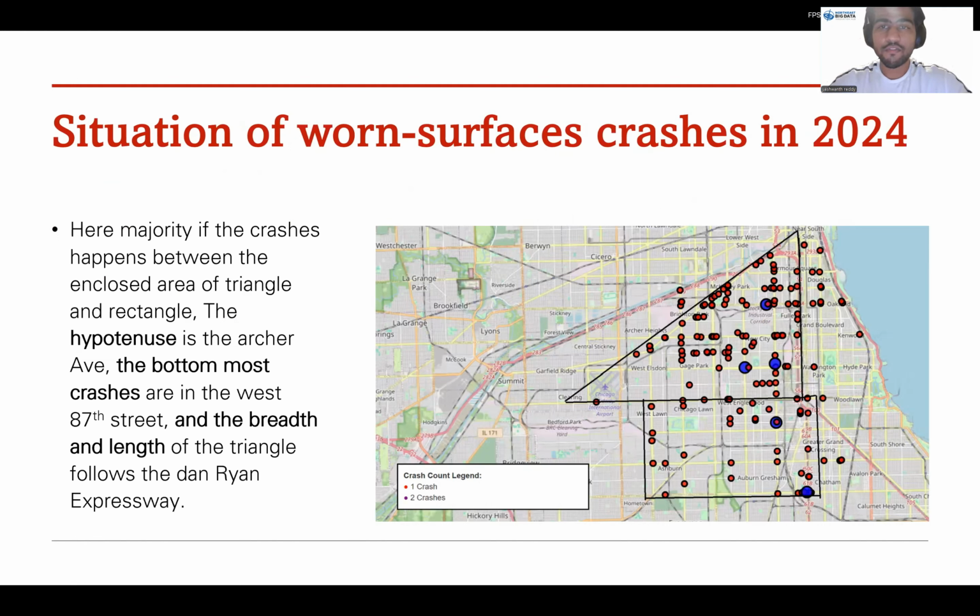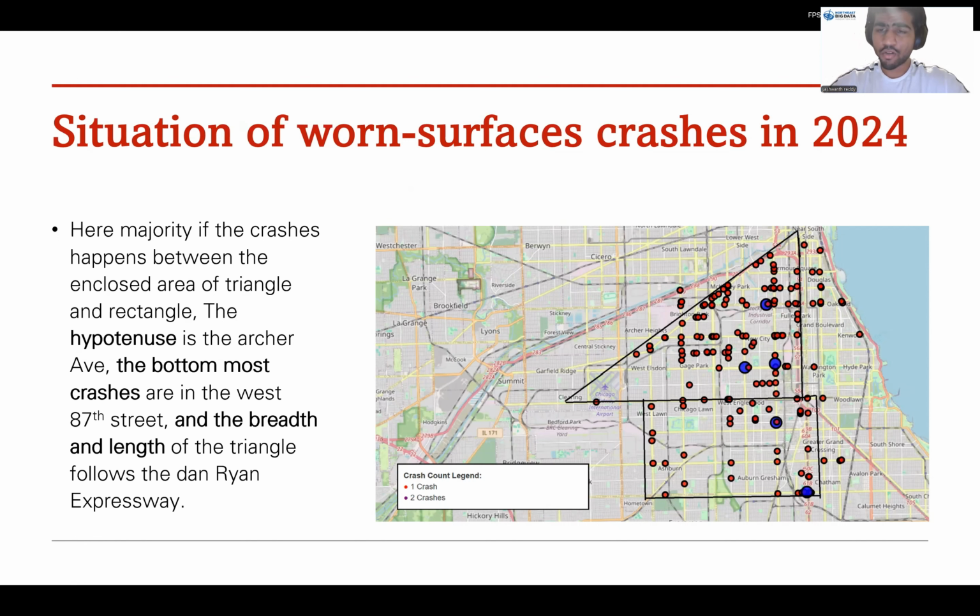So, the situation of worn surfaces crashes in 2024. The crashes that happen due to worn surfaces in 2024 can be encapsulated in between a right angle triangle and a rectangle over here. And the hypotenuse of the right angle triangle thoroughly traces the street called Archers Avenue, and most of the crashes are happening here, as you can see.